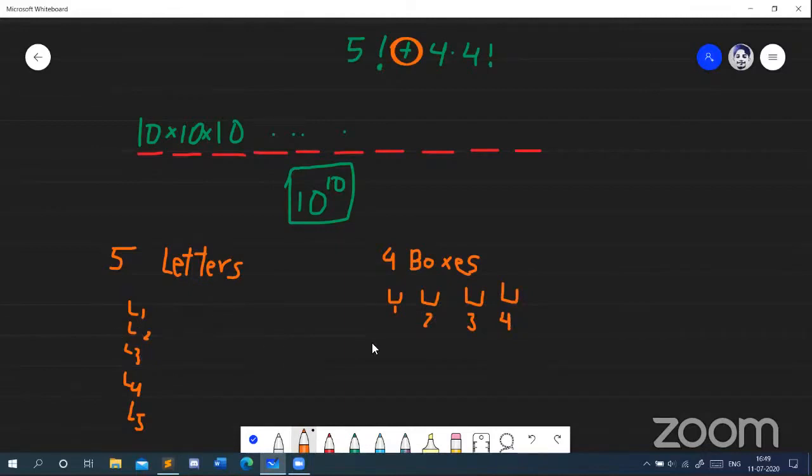Now, one way to look at this is that you can say that letter 1 has 4 choices. Letter 2 has 4 choices. Because letter 1 can go to either box 1, box 2, box 3, or box 4. Letter 2 can either go to box 1, box 2, box 3, or box 4, and so on. So each of these 5 letters has 4 choices each. Therefore, I have 4 times 4 times 4, and so on 5 times, right? And I get my answer as 4 to the 5.